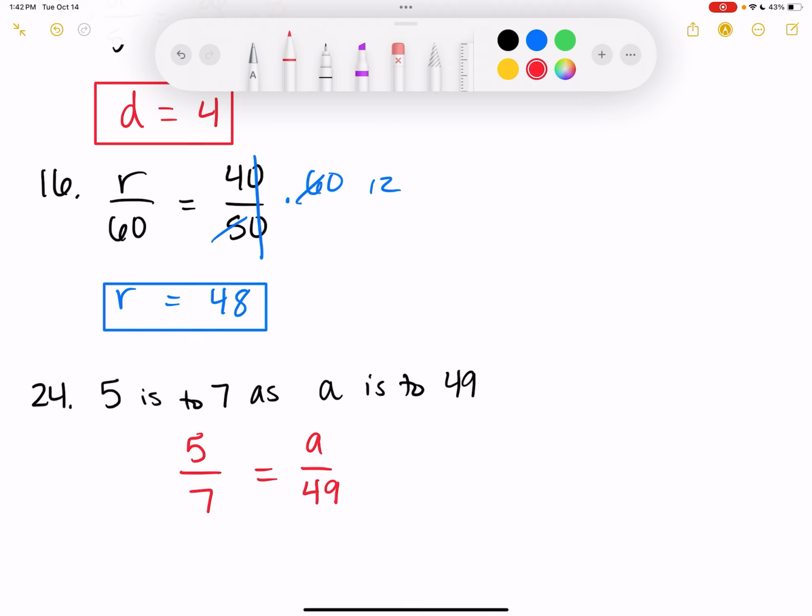All right, so just like now, once I've set it up, it's the same as the previous problems. I'm going to multiply by 49. 7 goes into 49 7 times. 7 times 5 is 35. So A is equal to 35. That's exactly what I got.